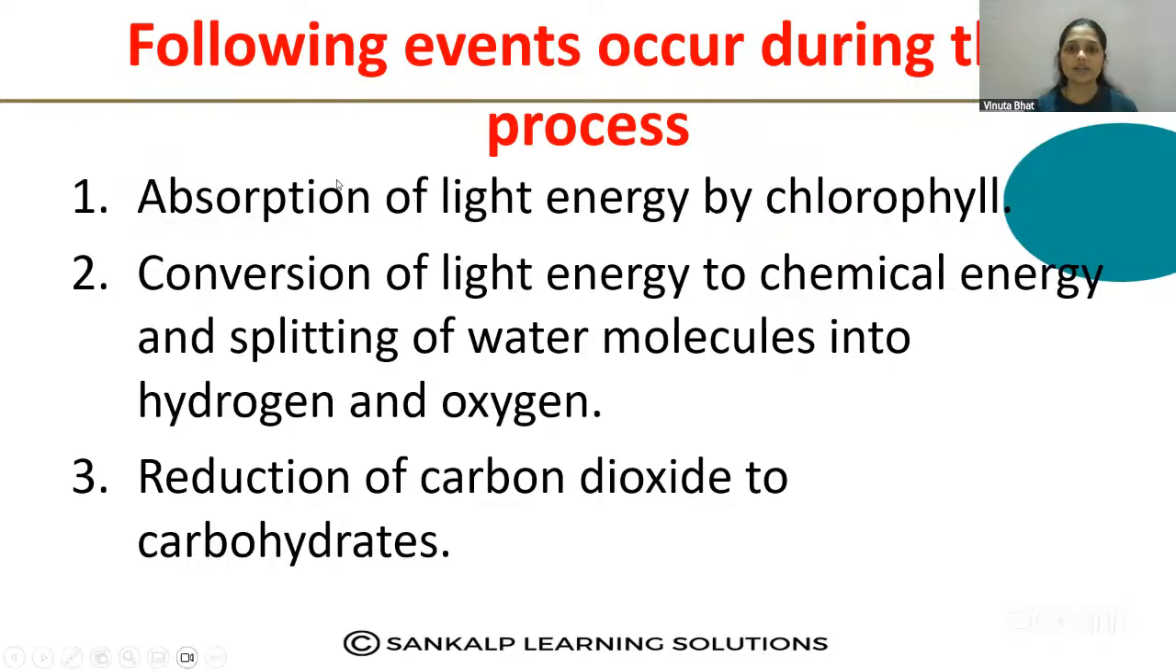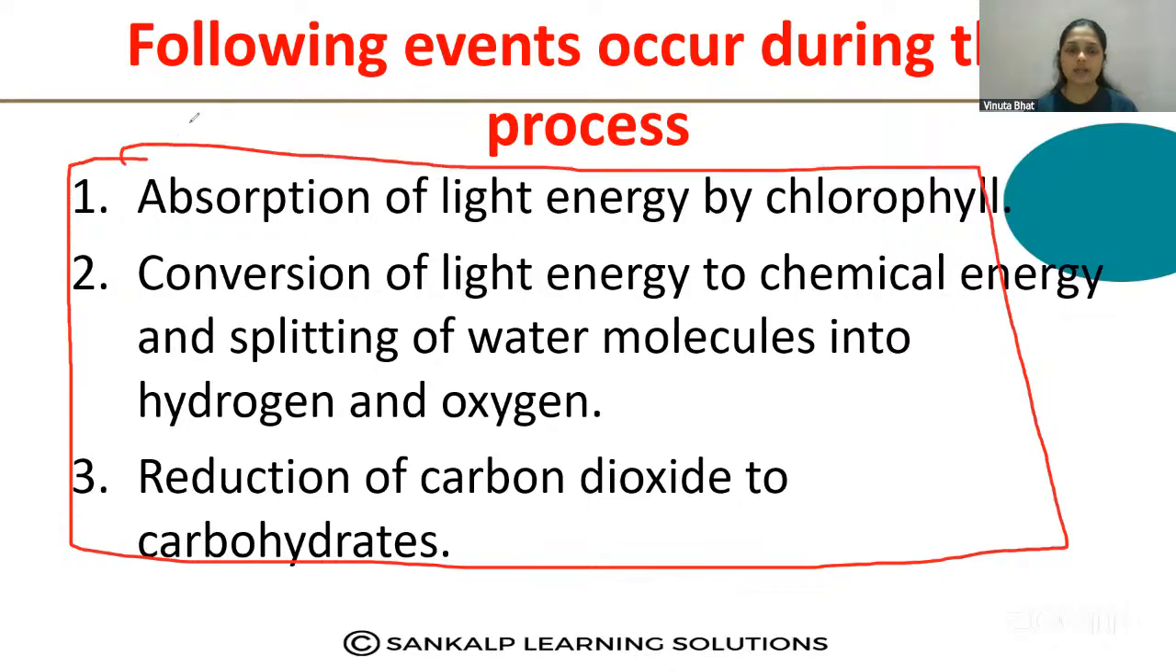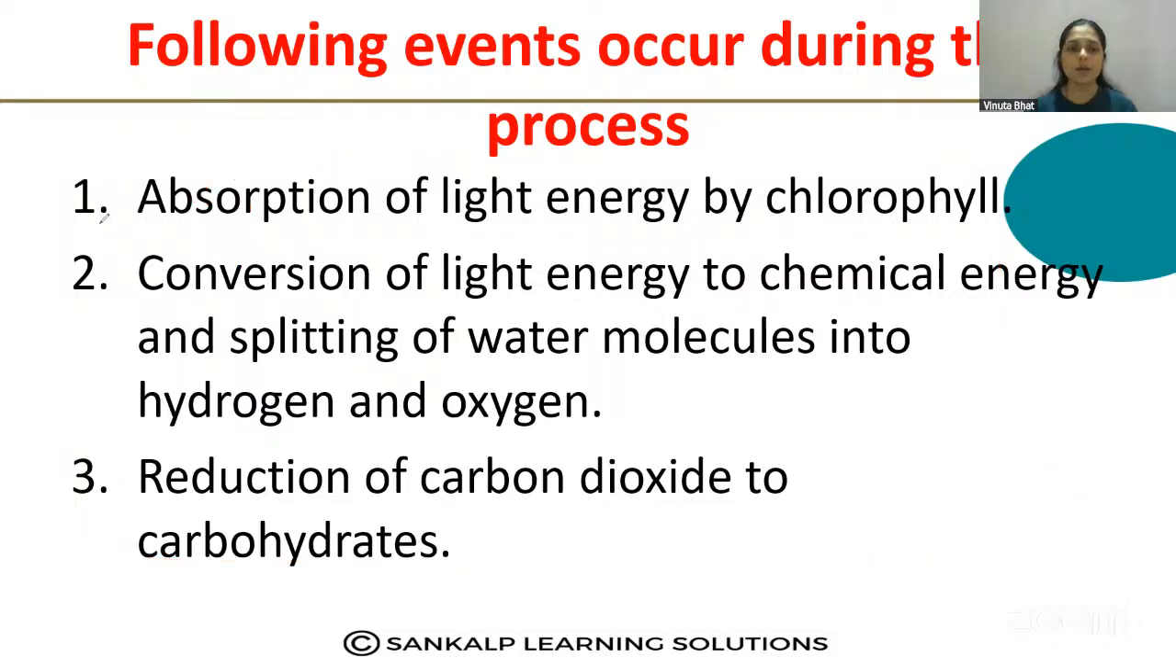So what are the events that occur in photosynthesis? These three important steps you have to mention. Very, very important. They'll ask these three steps. You have to write them in 3 points itself. Okay. In the first step, absorption of light energy by chlorophyll. The question will be like this: what are the steps involved in photosynthesis? The first step is absorption of light energy by chlorophyll.